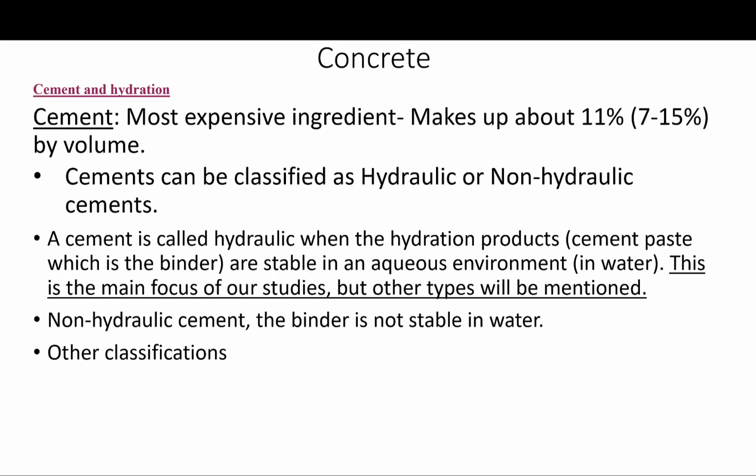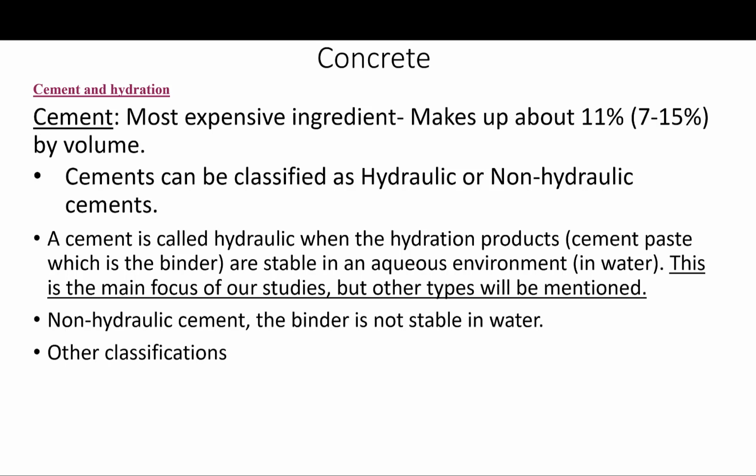We will discuss the various cement types coming up, but for now, cement can be classified as hydraulic or non-hydraulic cements. Remember that. A cement is called hydraulic when the hydration products, the cement paste, which is the binder, are stable in an aqueous environment, in water basically. This is the main focus of our studies, the hydraulic cement. But other types of cement will be mentioned in the class.